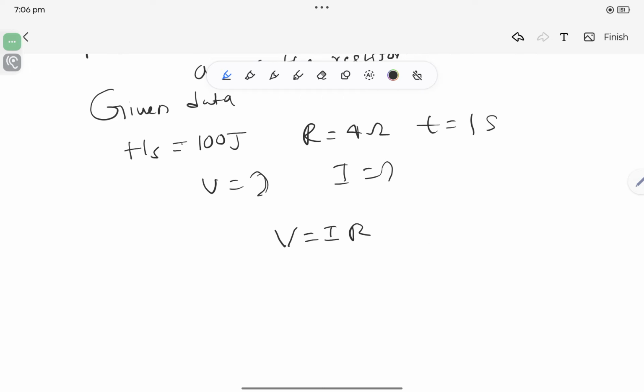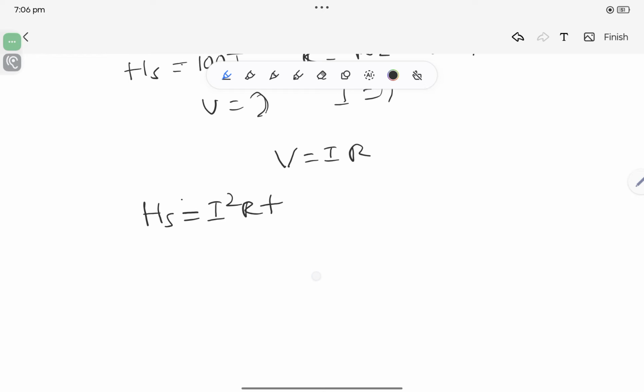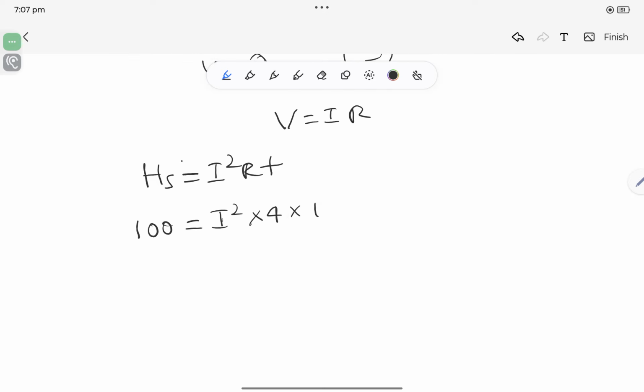So we have the heat energy formula. Hs is equal to I square into R into T. From this we can calculate current. After substituting this current value in the formula, we will get the potential difference. 100 joule is equal to I square, which we don't know, into R which is 4, into 1 second. 4 into 1 is 4. If we bring this across, it becomes 100 by 4 is equal to I square.